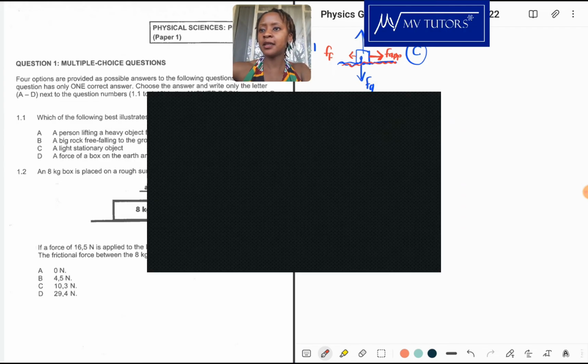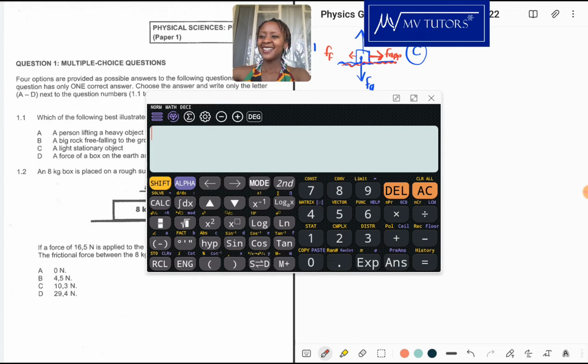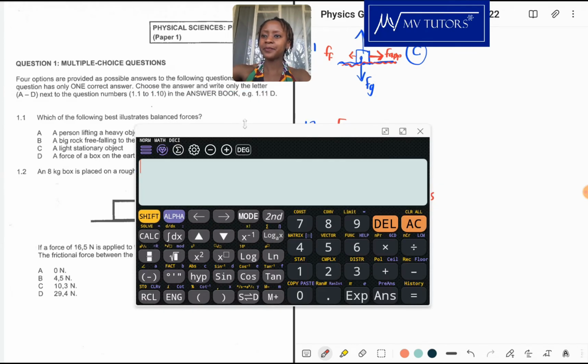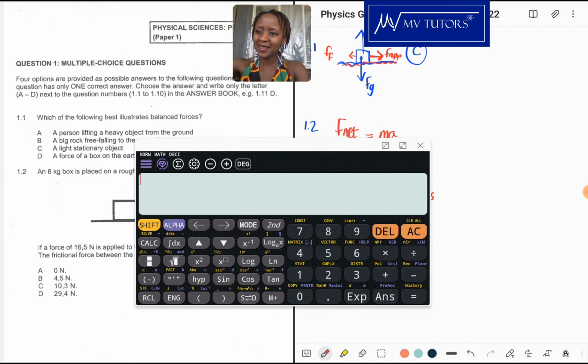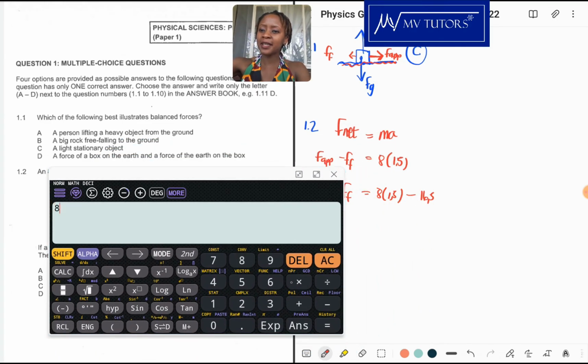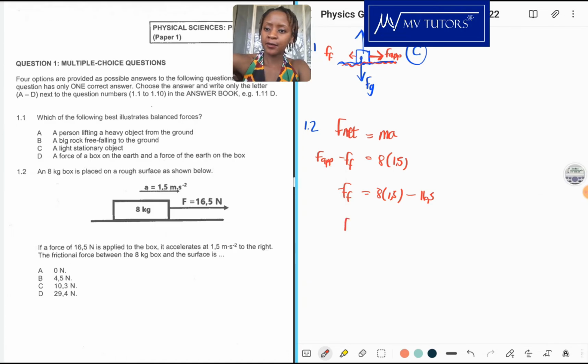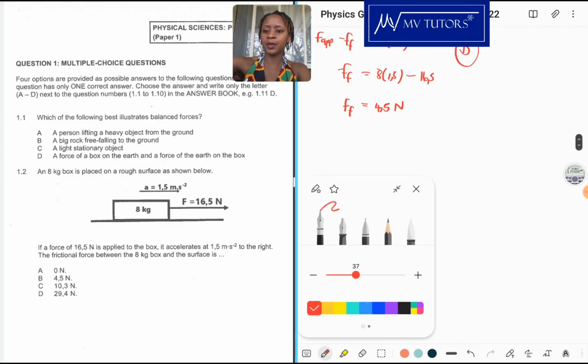Okay, and then let's see if we calculate that, what are we going to get? My calculator was doing its thing there. Okay, it paused. So we have 8 times 1,5 minus 16,5, and we have negative 4,5. But if we now look at the positive, it's going to be 4,5 Newton. Okay, and that is B. Alright, let me just go back to my blue color.